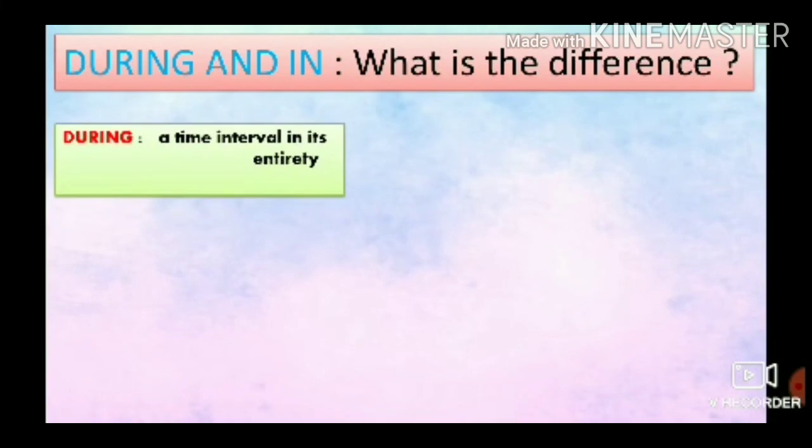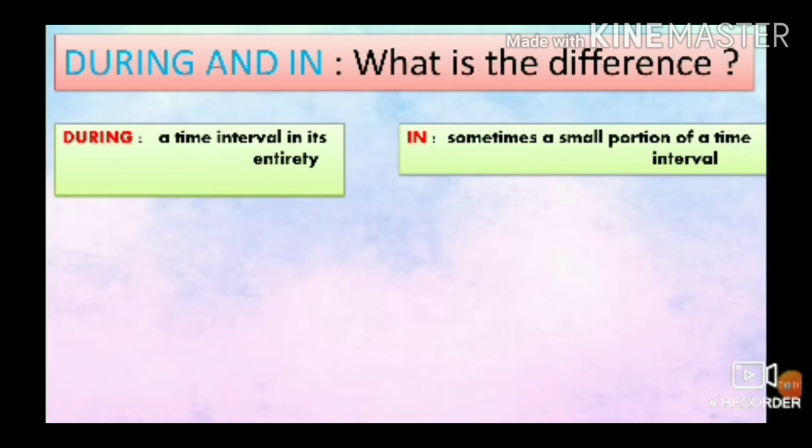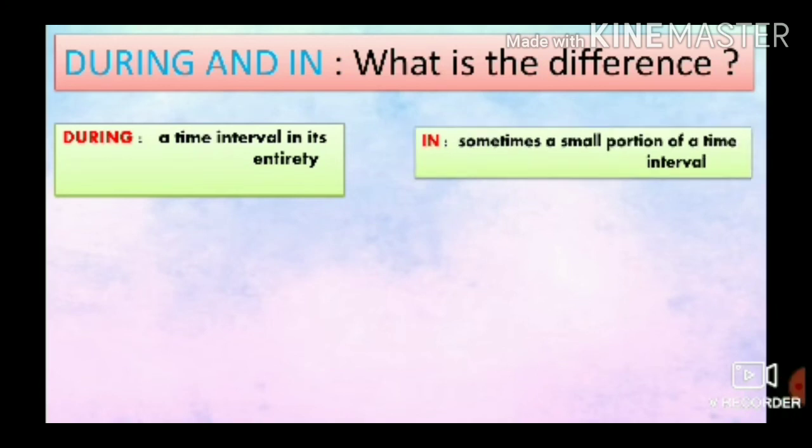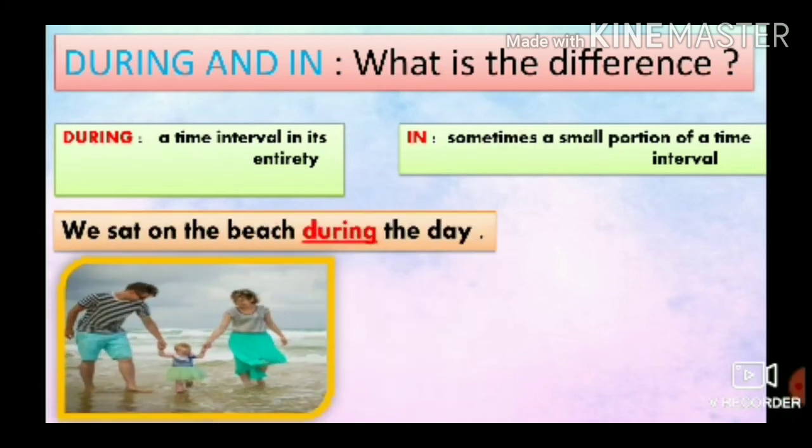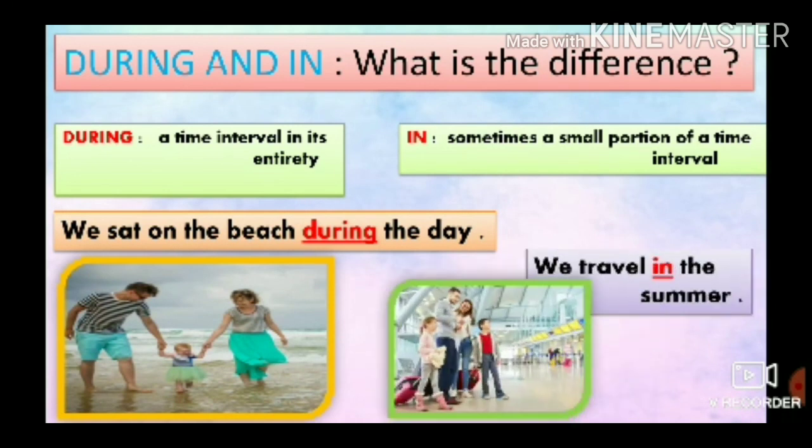During refers to when something happens over a period of time. During can refer to the whole. In is sometimes used for referring to a small portion of a time interval. Example: We sat on the beach during the day. We travel in the summer. Here, during shows the whole period of time. In shows a particular period of time.